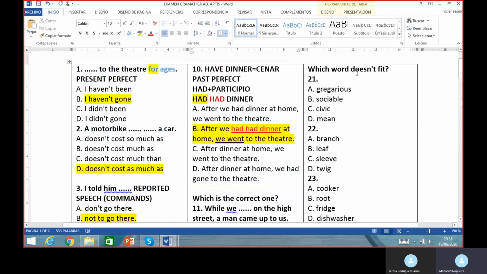Ok. Which word doesn't fit? La que no pega. Tenemos gregarious, sociable, civic, mean. Mean es la que no pega. Luego en el examen estad atentos a esto, porque puede poner cuál es la que pega o la que no pega, ¿vale? Siempre tenéis que leer lo que os preguntan. Gregarious es gregario, que es sociable, cívico. Mean es significar como verbo y mezquino como adjetivo. Y gregarious es totalmente lo mismo que sociable.